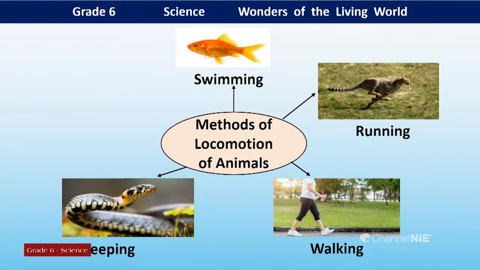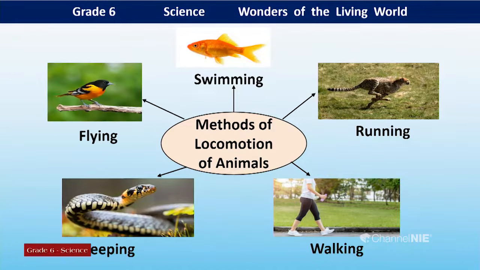Creeping. There is a snake. You know that the snakes do not have legs. They can creep. They can move from one place to another while creeping. Snakes are creeping. Then flying. There is a bird. You know that the birds can fly. The birds have special appendages to fly.